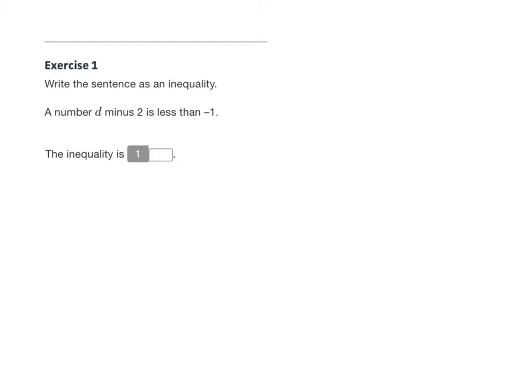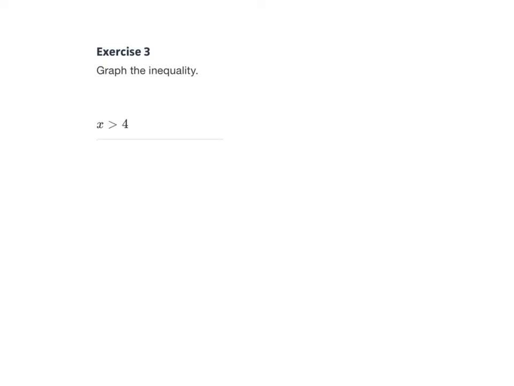The first thing is a number: d minus 2 is less than negative 1. D minus 2 less than negative 1. That's the first one. Number 3 says graph the inequality. Here at 4 we would have an open circle. Remember, the inequality tells us the direction. And that's how you do number 3.